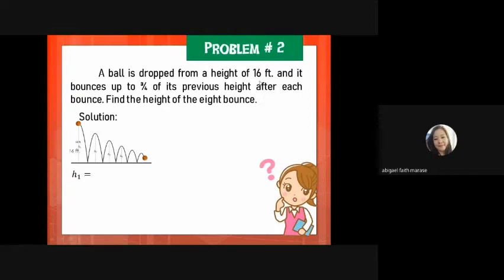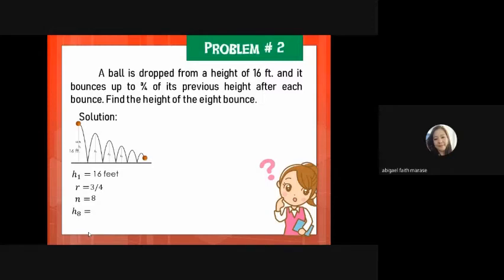So 16 feet will be our initial height or the first height. That's why we have h sub 1, which represents the height of the ball. That is 16 feet. Next is ratio. Why ratio? Because we are multiplying 3/4, okay, to get the 3/4 of the previous height. So our ratio is 3/4. Okay, since we have here a ratio, it means that the sequence involved in the problem is geometric. Okay, then for our n, what we are looking for is the 8th bounce, that is why n is 8.